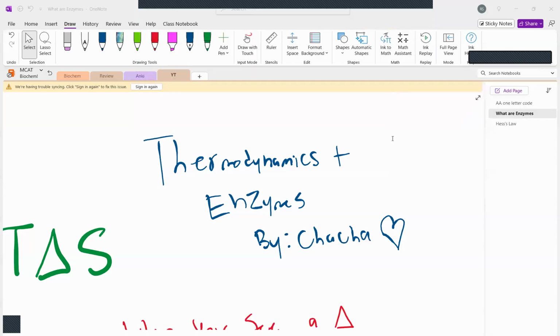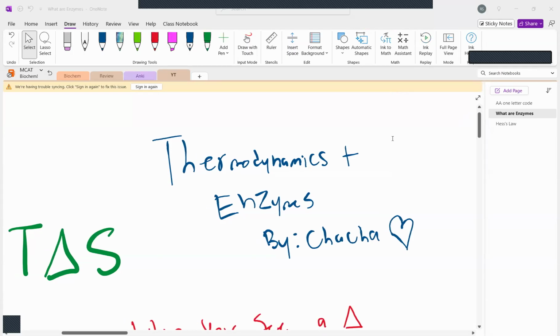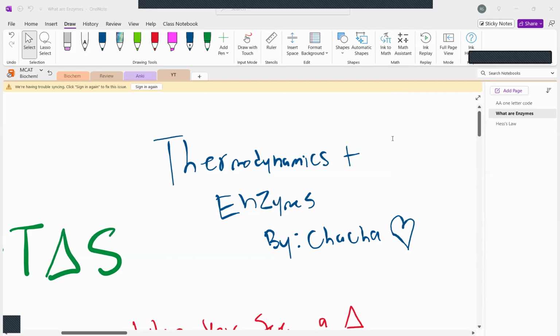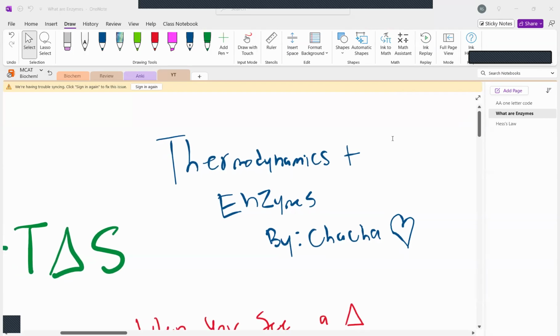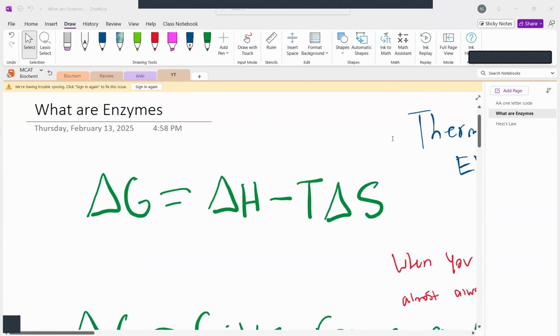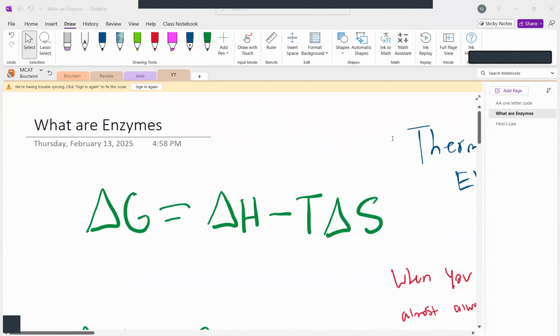My name is Chacha, and today we're going to be talking about thermodynamics and enzymes, which I know can be kind of two distinct topics, but I feel like you have to have an understanding of thermodynamics in order to really understand what enzymes do and why they're so important. So let's look at the really basic equation.